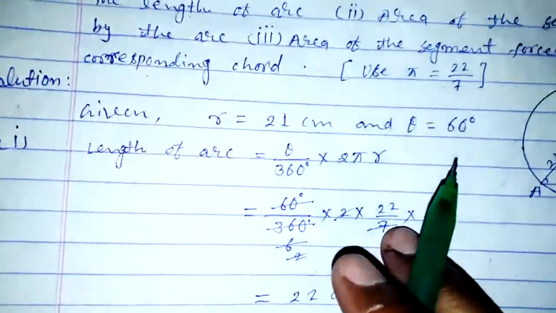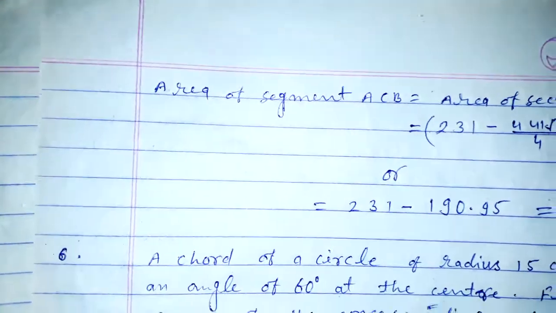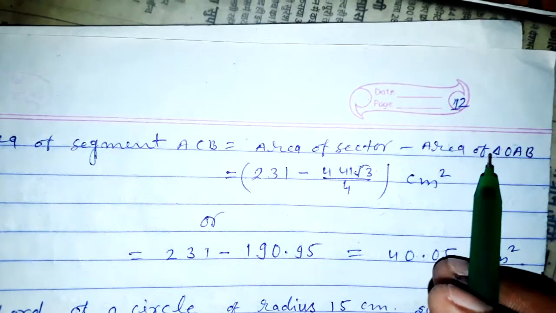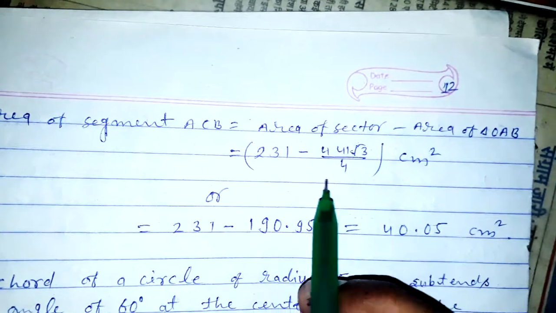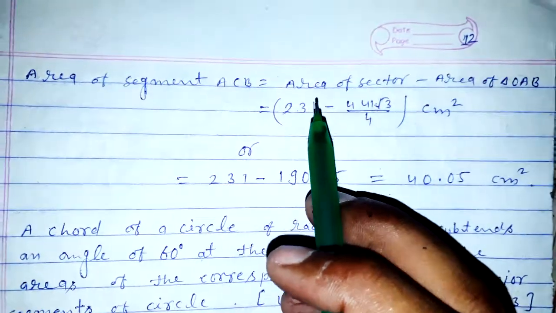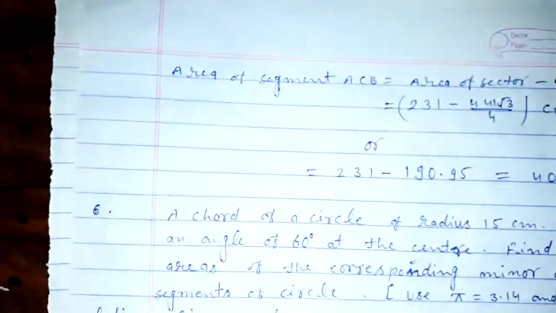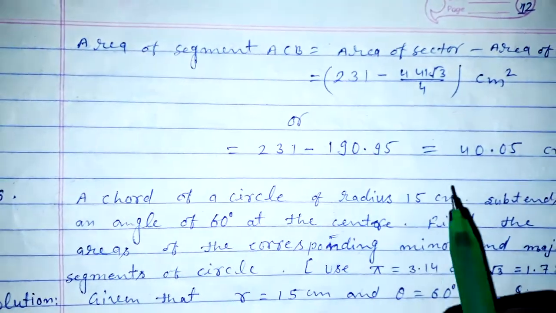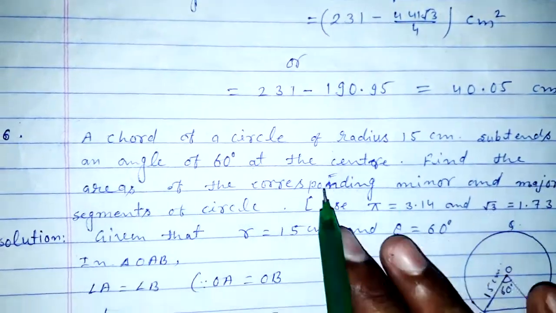But here find the area of segment. So further solving, area of segment ACB is equal to area of sector minus area of triangle OAB. So this is area of sector, this is area of triangle. Again solving this, put this value. The value of this also solved in previous page. So 190.95 subtract here, so 40.05 centimeter square.